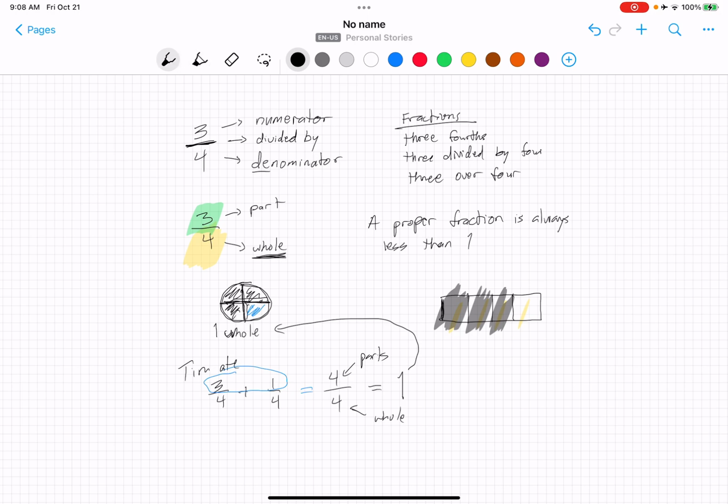This is how we often think of fractions. Notice the fraction amount that I have is less than 1. I have less than 1 bar of chocolate. I have less than 1 cookie. So fractions, remember we have numerator over denominator.